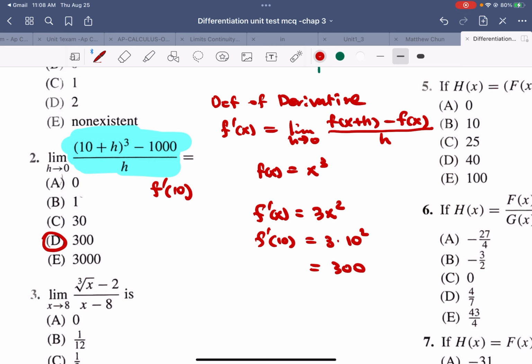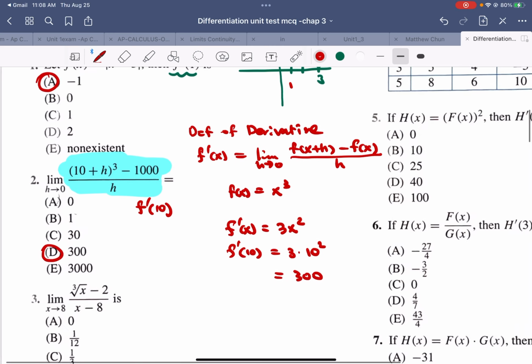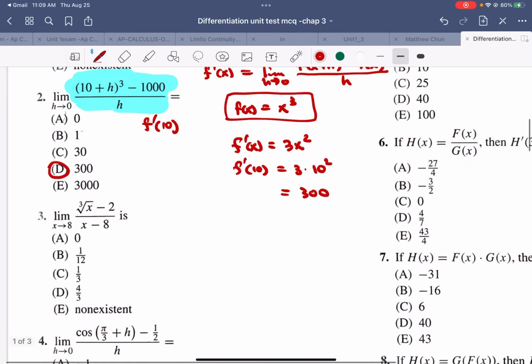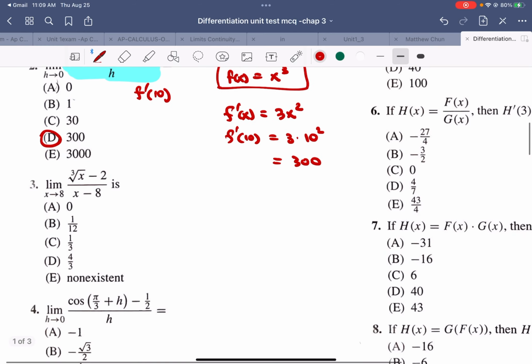So the answer is D. For this problem, I know a lot of people try to expand it and calculate that. That's not how you do it. This one, you have to recognize that it's the definition of derivative, and then find out what your f of x is and what your x value is. Then you take a derivative and substitute that x value.